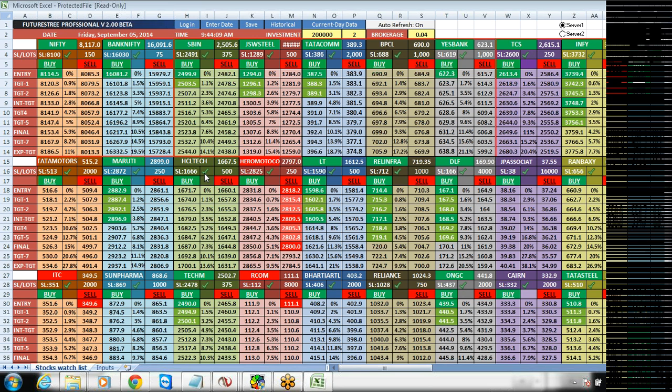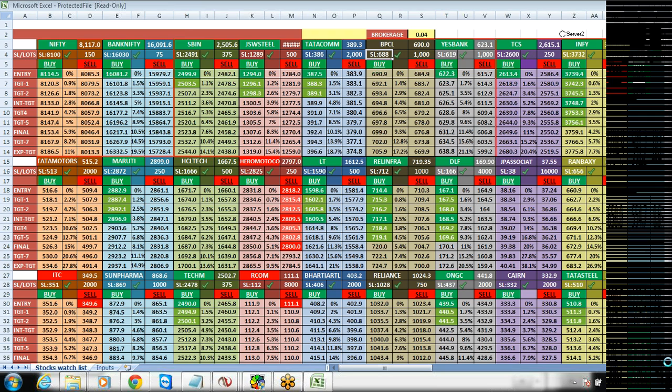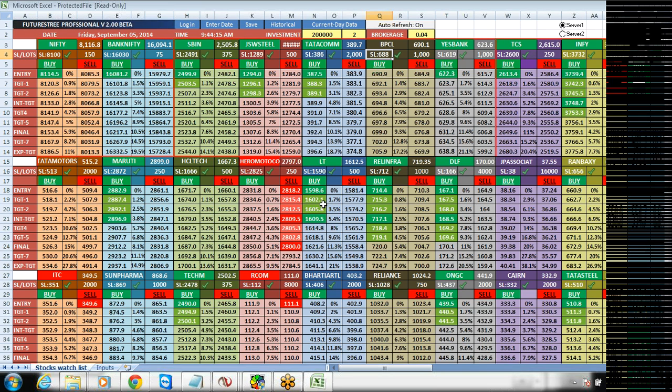So it's very simple, the way you use it. Today is 5th of September, and we are on the last day of the trading week. This is called FuturesTree, and you can actually trade in a very simple manner here.